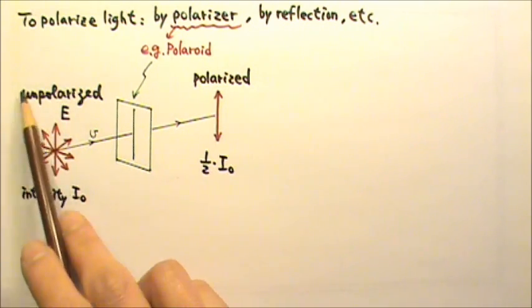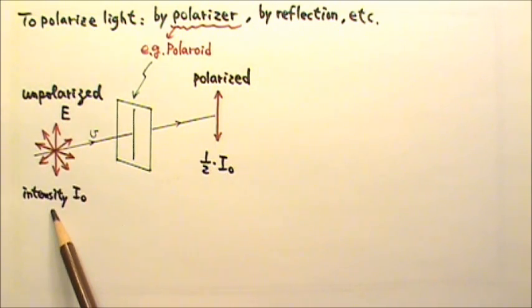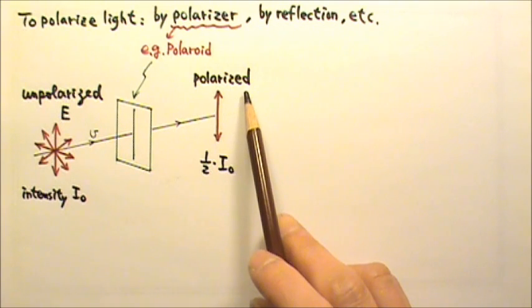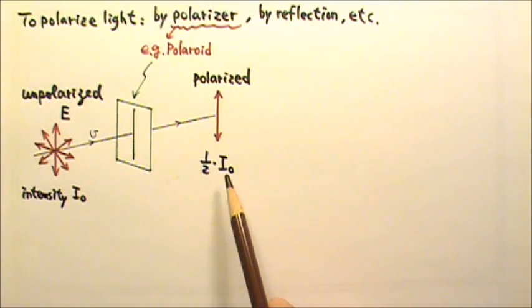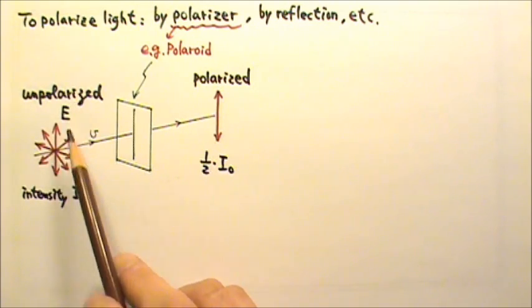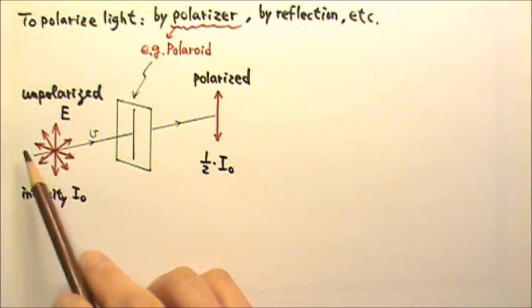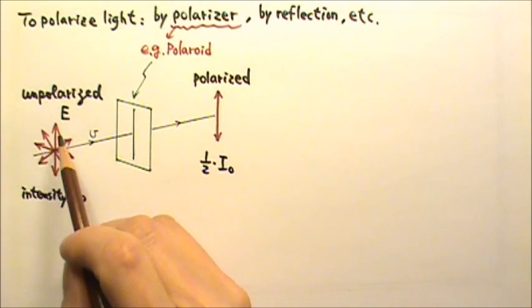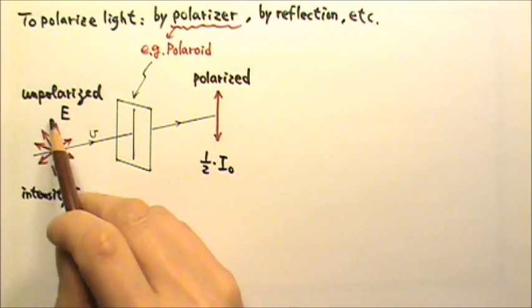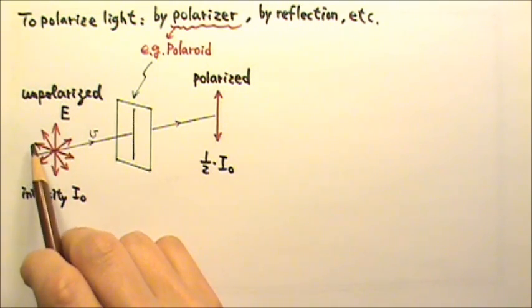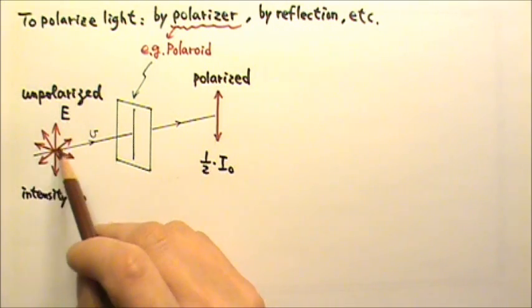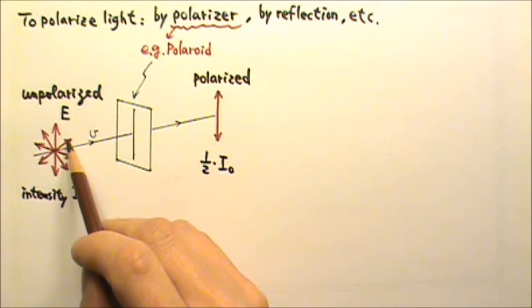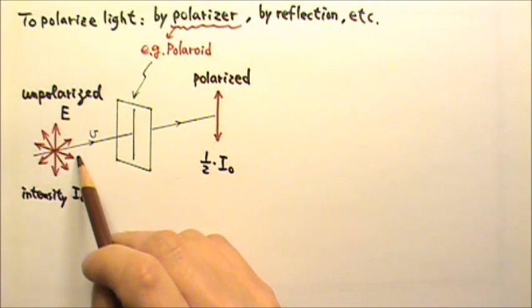If the original unpolarized light has an intensity I0, the polarized light would have an intensity of half of I0. Because an unpolarized light has electric field in all directions, half of its energy is in this direction electric field, and the other half of energy is in that direction electric field. As for a slanted electric field, we can just break it into components in these two directions.